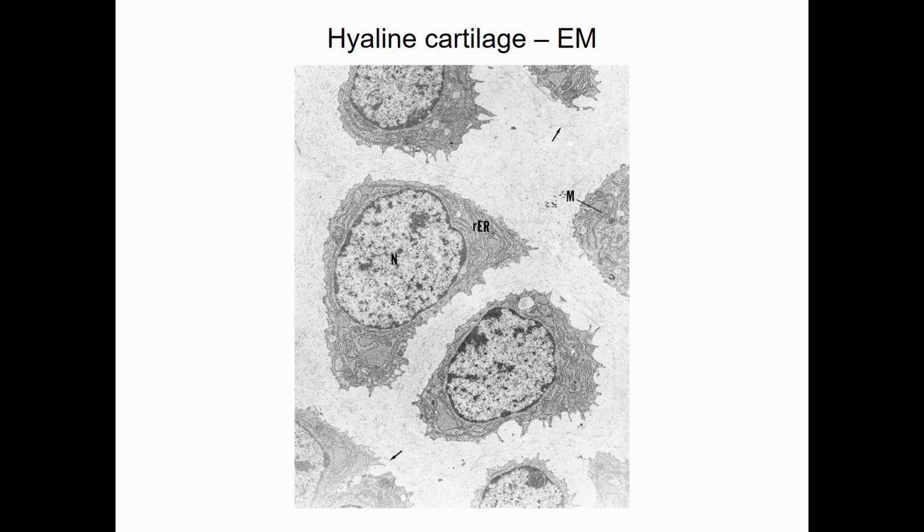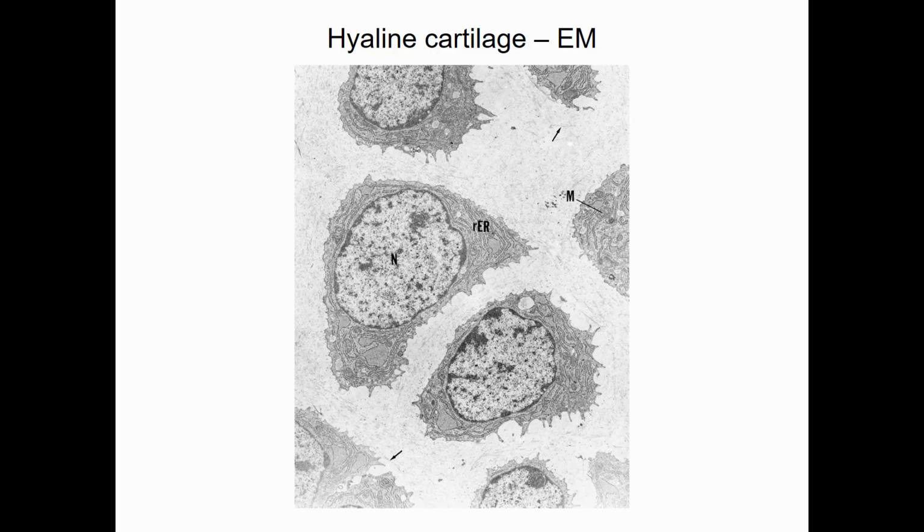You could see the rough endoplasmic reticulum and the Golgi apparatus. And in the matrix, it doesn't look glassy under the EM because things have been stained. So you see the collagen fibers. They're very thin. They're much thinner than the fibers of type 1 collagen. And there's a lot of granules, and these granules are collapsed proteoglycans and proteoglycan aggregates.